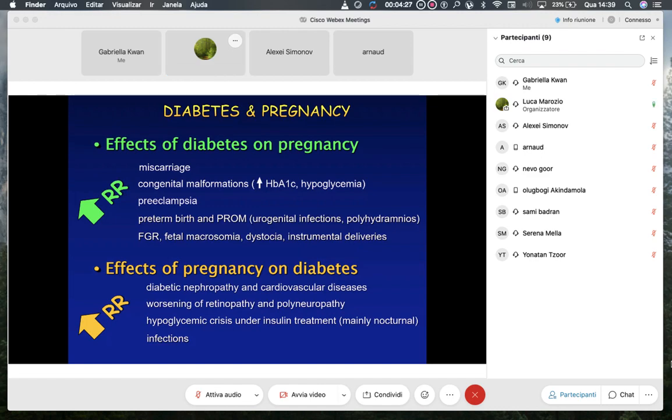You can tell me why the hypoglycemic crises are increased during pregnancy. The risk of hypoglycemic crisis. Yes, because the fetus receives glucose, so the need for insulin is usually lower than before pregnancy. And of course, pregnancy increases the risk of infections.